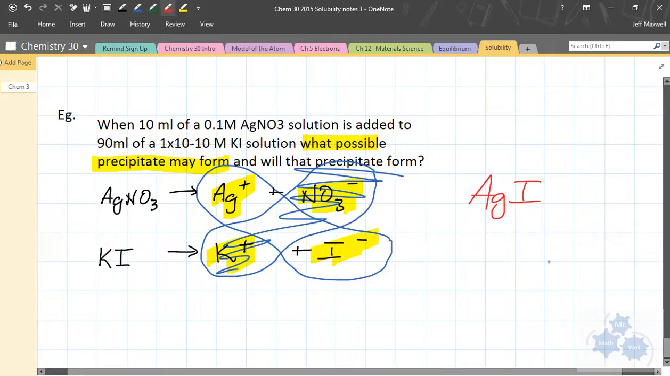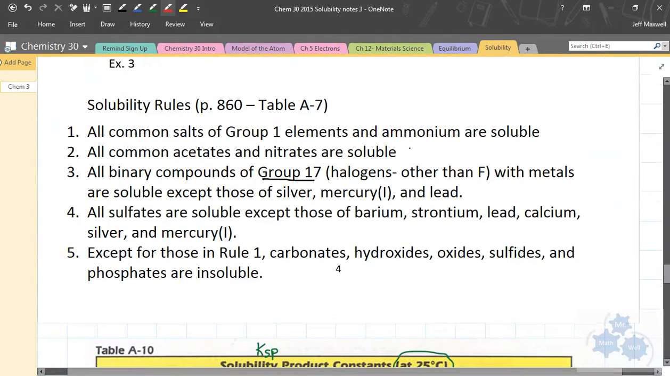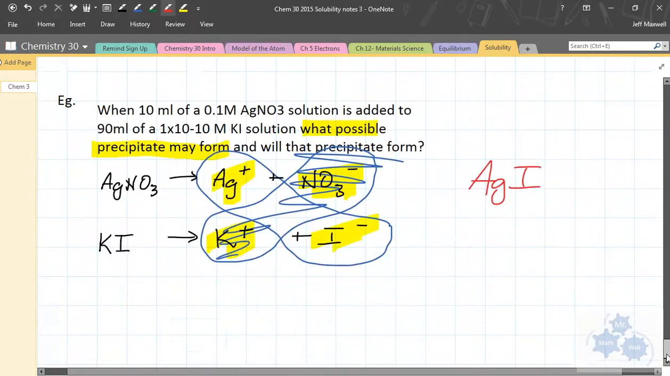AgI. Is that fairly soluble or insoluble? So we go back to our rules, or you look at your visual chart there, and what do you see? Group 17, that's the I, are fairly soluble except with, oh, what's this right here? So they are soluble except group 17 elements and silver. So is that what we have? Here's a group 17 element, and here is silver. So guess what? This is fairly insoluble.